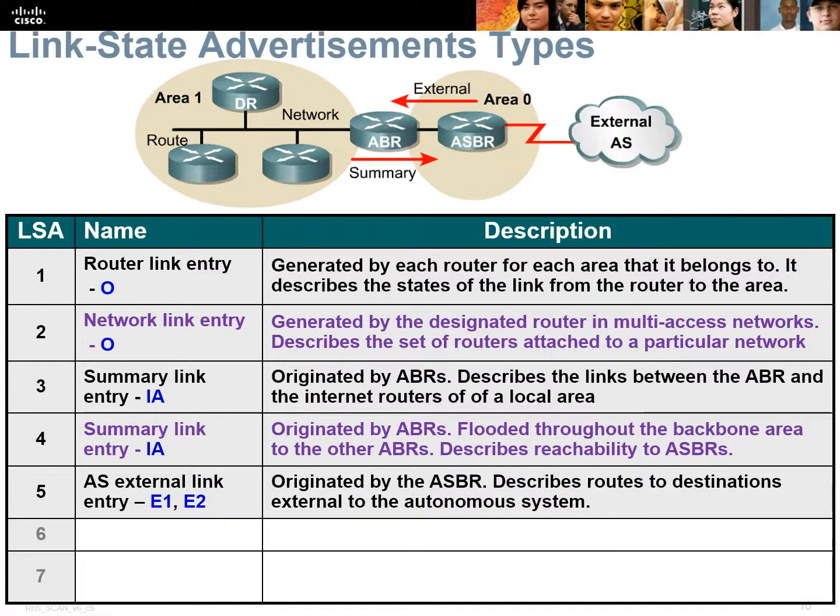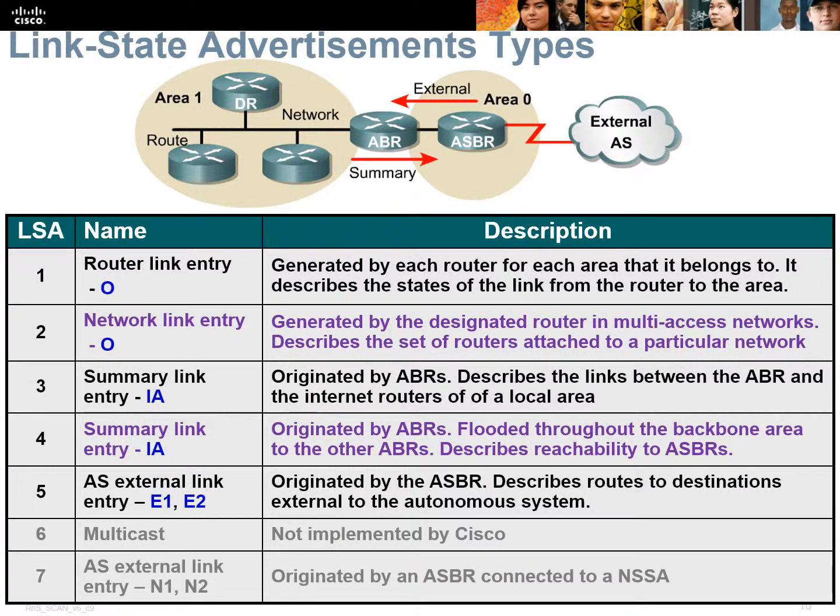Type 5s are external, and type 5s can only be generated by an ASBR, an autonomous system boundary router, and they describe destinations outside of OSPF. Now there is a type 6 and there is a type 7, but we don't talk about NSSA in CCNA anymore at all. It's more of a CCNP topic. So to quickly sum up, there are 5 types you need to worry about and 3 broad categories.